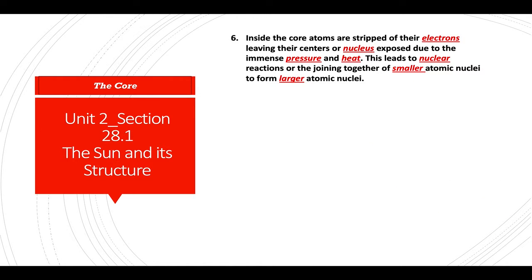Inside the core, the atoms are stripped of their electrons, leaving only the centers or the nuclei. And that's, again, due to this immense pressure and heat. And because they're pressed so close together, these nuclei will fuse or join together, which creates nuclear reactions. And so you go from smaller to larger atomic nuclei. And we've touched on this already before in the last unit.